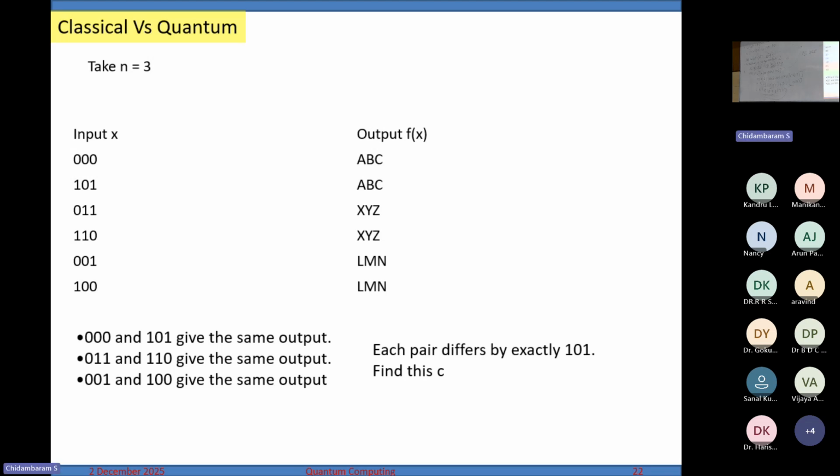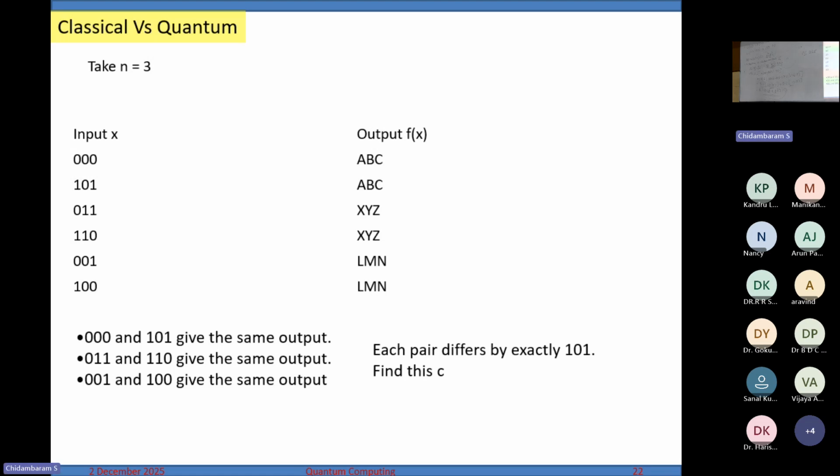And how to find that particular period? We represent that period as C. In the same way, when we are talking about Shor algorithm also, it is finding the period. So what is that C? What I want to find here is, for these pairs of inputs which are mapped to the same output, by how much they differ.